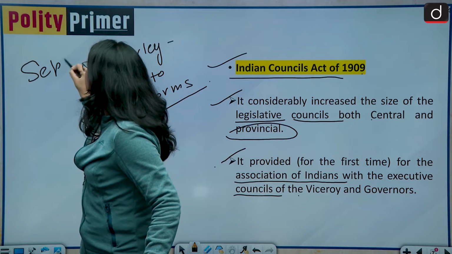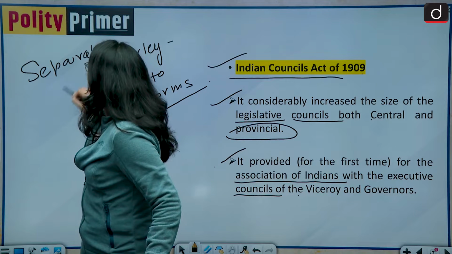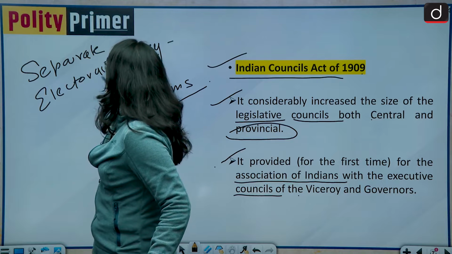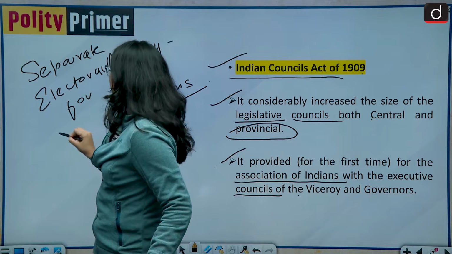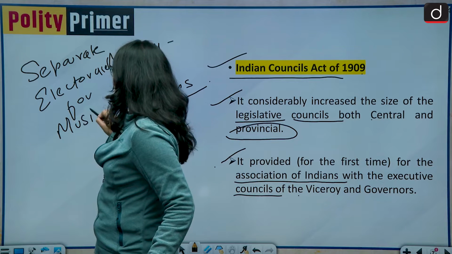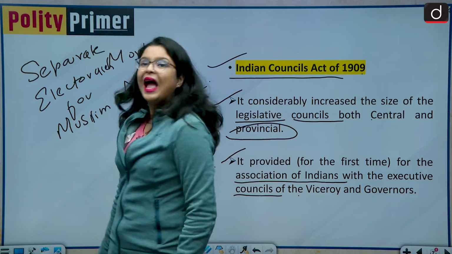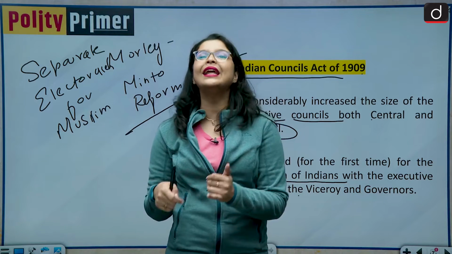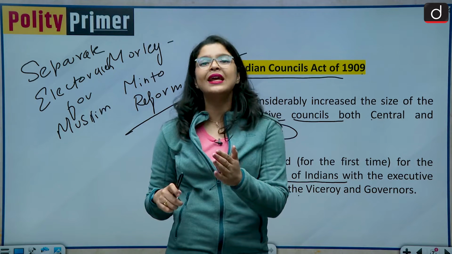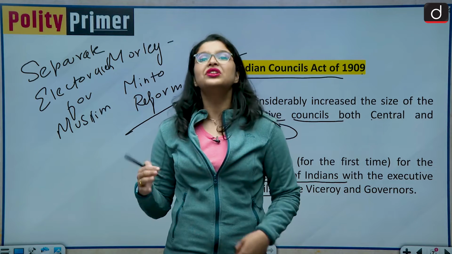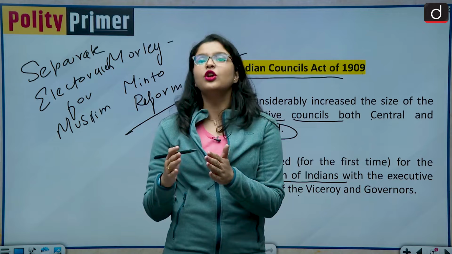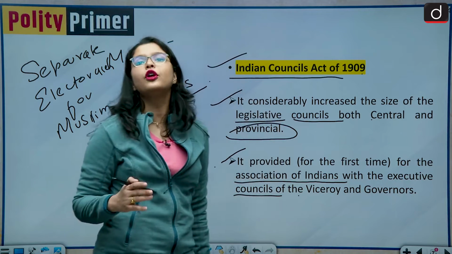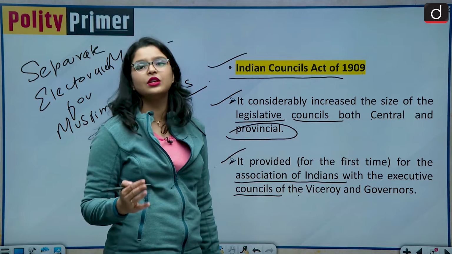it was the first act which talked about separate electorates for the Muslim community. What do we understand by this separate electorate for the Muslim community? That means the Muslim leaders would be selected by Muslim voters. So this led to the foundation of communalism in India. This was the outcome of the Indian Councils Act of 1909.